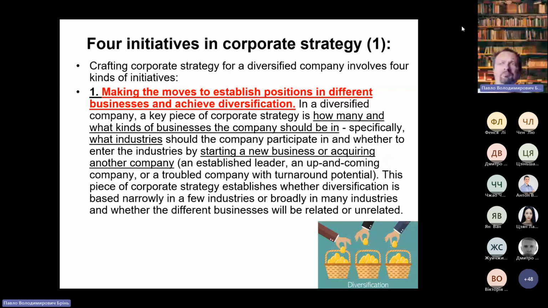The first task of corporate strategy is to support the diversification, the process of diversification of the company. Why is it possible, why is it important for a company? Actually, next Wednesday, not this Wednesday, we will speak about the Igor Ansoff matrix. Next Wednesday we will discuss the diversification and main driving forces for the diversification.